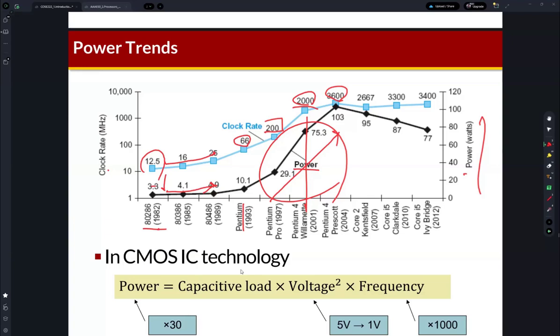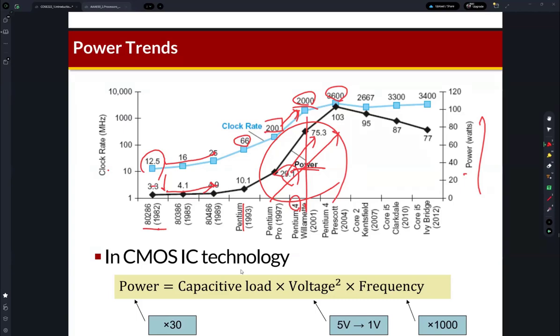If we just compare the Pentium Pro and then Pentium 4, the performance is dramatically increased. The clock frequency becomes 10 times that of Pentium Pro. But you can also observe that power consumption is also increased, right? So what does that mean?